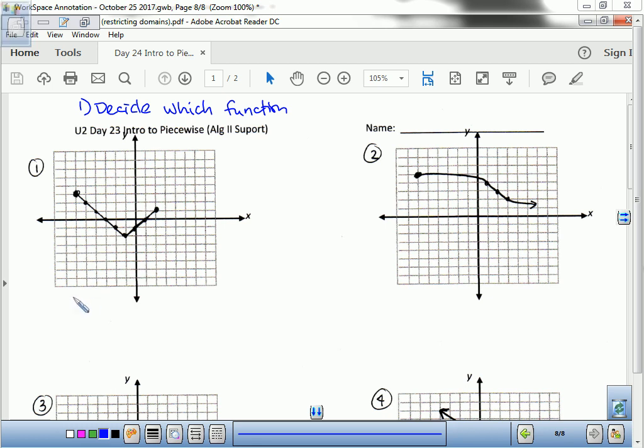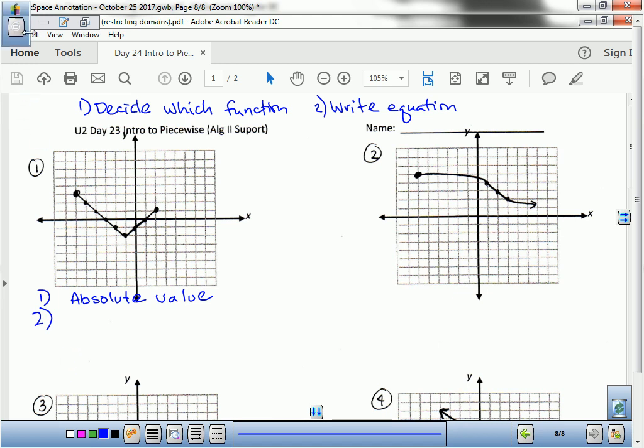Okay, so now we have decided which function we think it is. It is absolute value. All right, I agree with you. That is absolute value. So step 2 is to write the equation for that function. Okay, so 2, we want to write the equation.